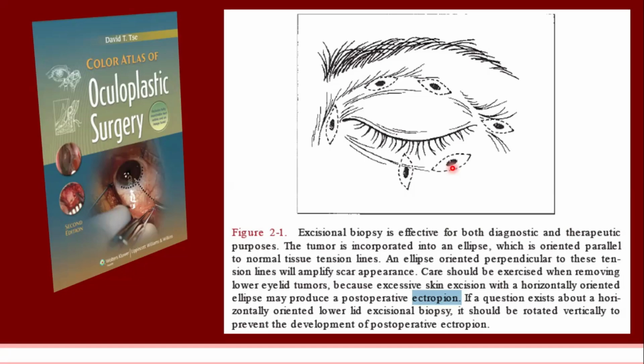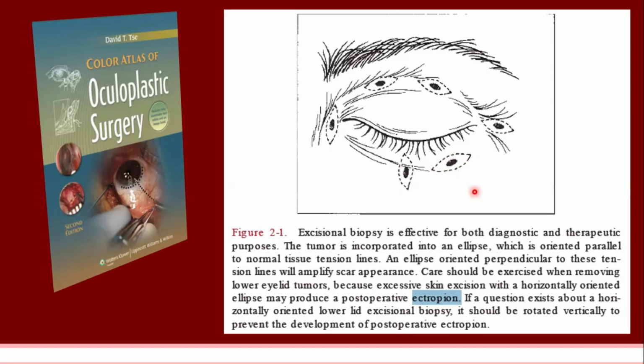There are some additional details regarding how to close wounds near the lid margin, or if you are going to take a biopsy, like an excisional biopsy for a tumor, how to fashion your biopsy. Sometimes we make it horizontally, and if it is a little bit big, we can make it vertically in order to decrease the incidence of iatrogenic ectropion.